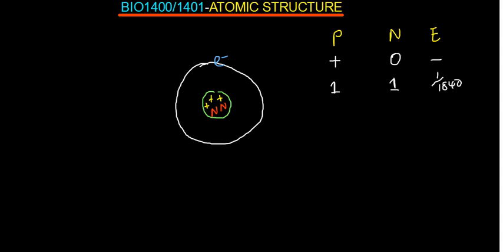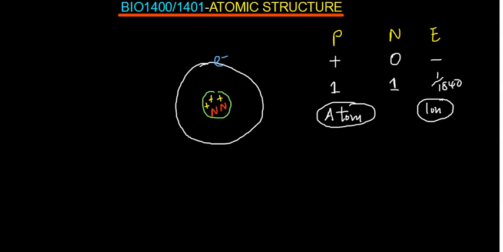Okay, so we also know that an atom can either be neutral or not neutral. And you know that an atom that is not neutral is called an ion. So we're going to have an atom and also an ion. So where can I write an ion? Let me write ion here.